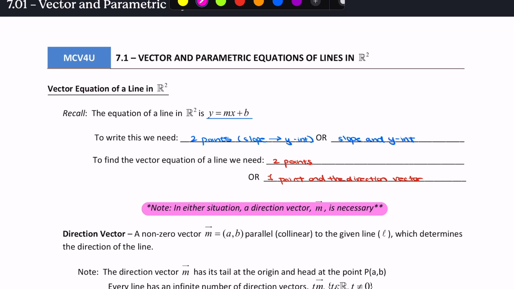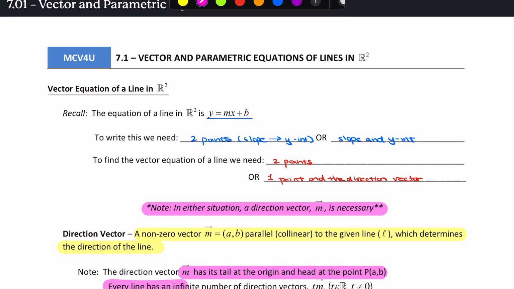So a direction vector is represented as a non-zero vector m, which is AB, parallel or collinear to the given line L, which determines the direction of the line. Note here that the direction vector m has its tail at the origin and head at the point AB.